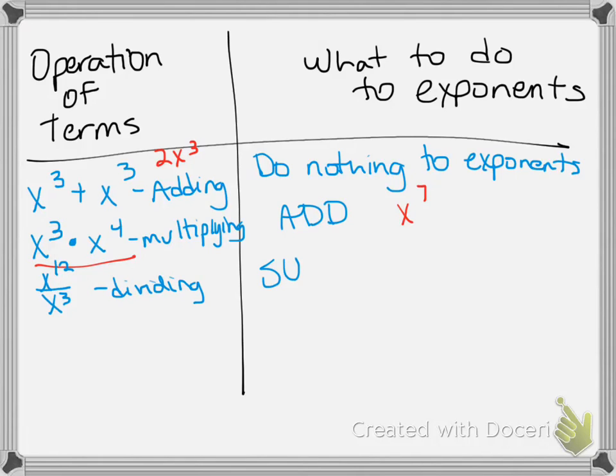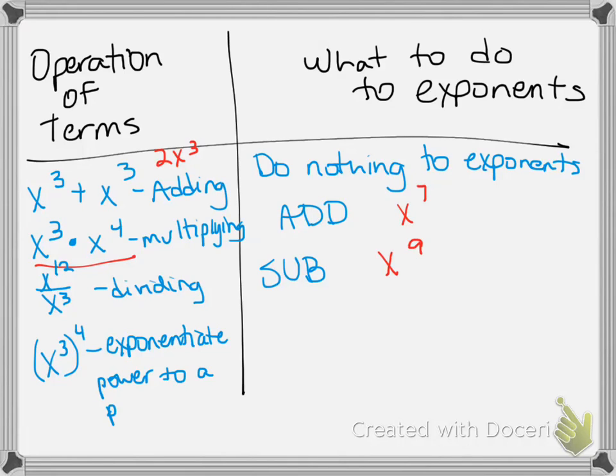So what do I do to the exponents? I subtract them. And then lastly, I have a power to a power. So that's x to the third to the fourth. That's called exponentiating, because it's taking an exponent to another exponent. Power to a power. So what do I do to the exponents? I multiply them and get x to the 12th.